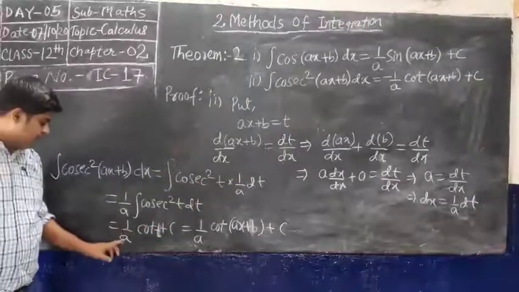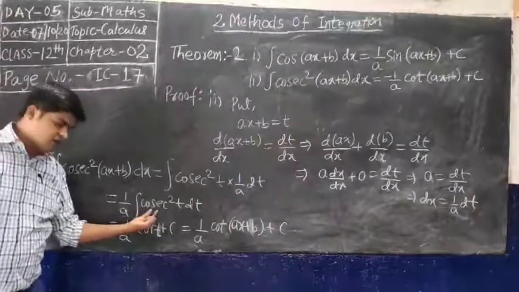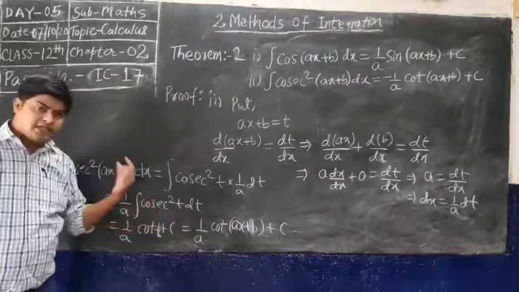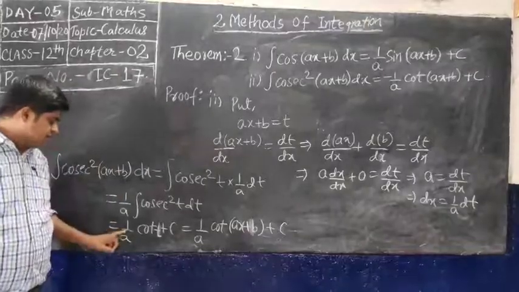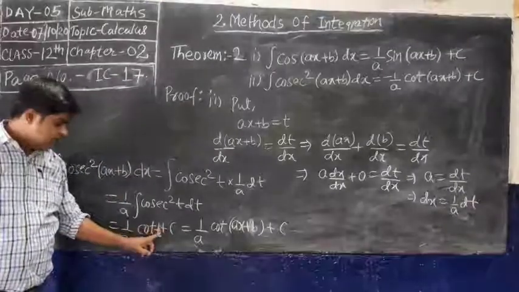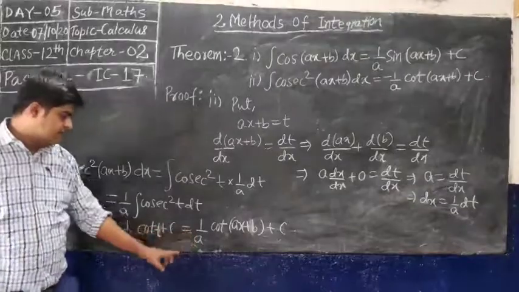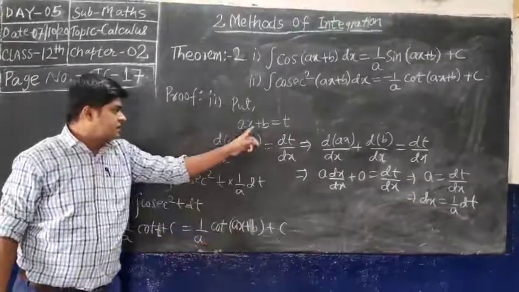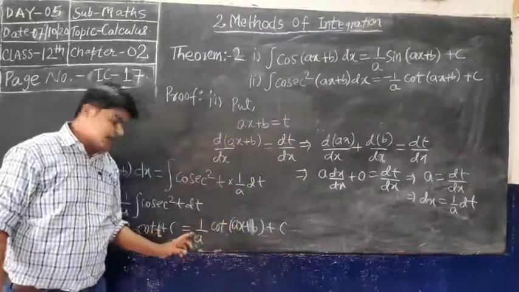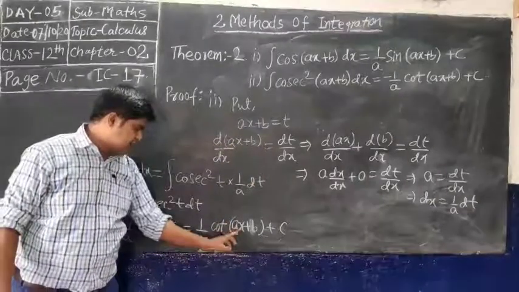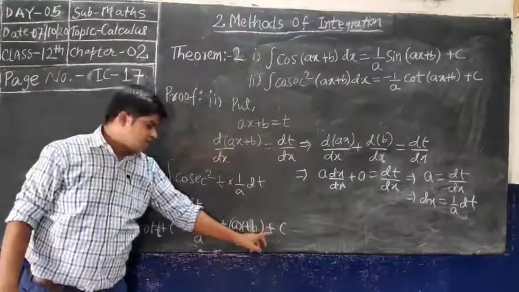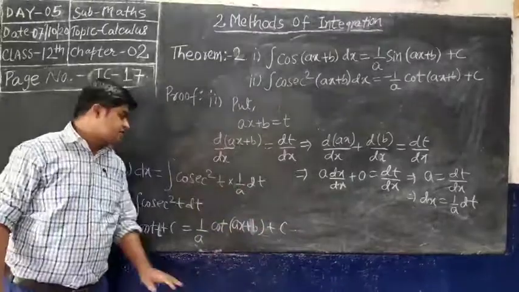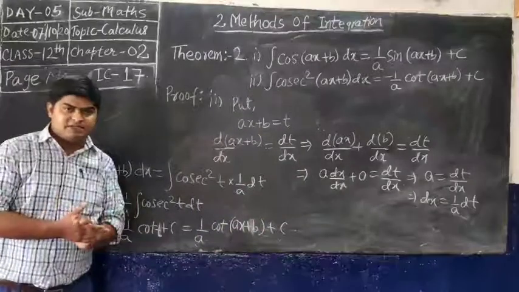1 by a, and you know that the integration of cosec square t, in chapter 1, cosec square t dt is equal to minus cot t plus constant term. 1 by a cot t plus constant term, equal to 1 by a cot, and put the value of t. t is equal to ax plus b. So the final answer is 1 by a cot(ax plus b) plus constant term. Okay, this is finally the proof of theorem 2. Okay students, now let us see some examples of this chapter.